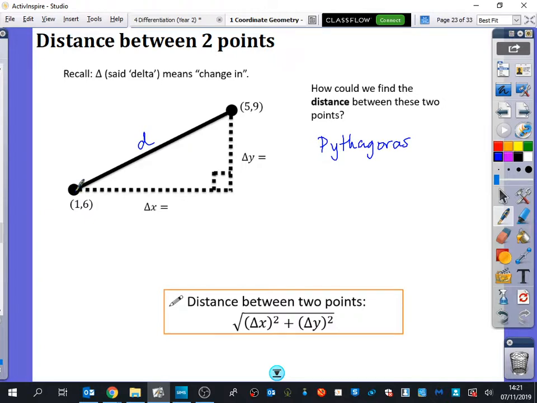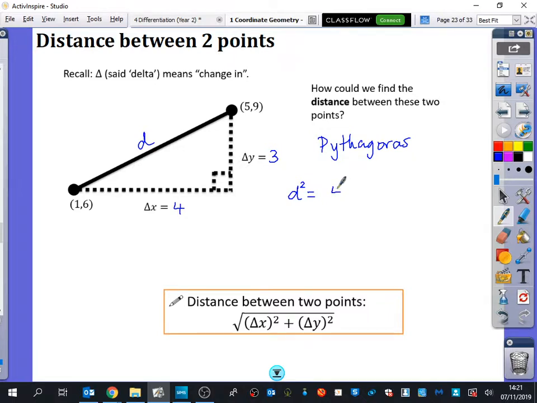The bit along the bottom is how much the x coordinate has changed, because the x coordinate is how far along you've gone. So what is delta x? What is the change in x between here and here? 4, yeah, it's gone from a 1 to a 5, so the change in x is a 4. The change in y is how much it's risen up, and it's gone from a 6 to a 9, so it's a 3.